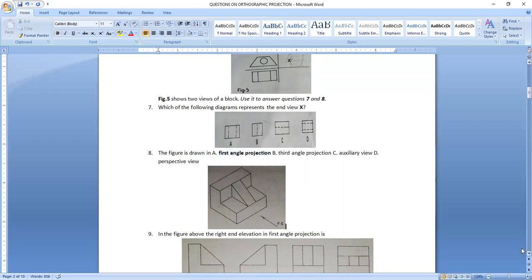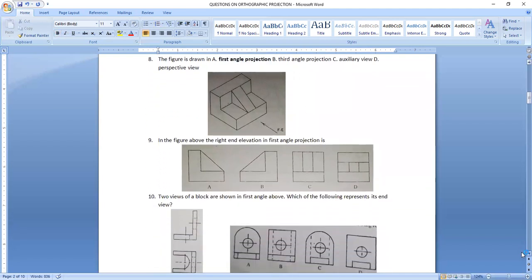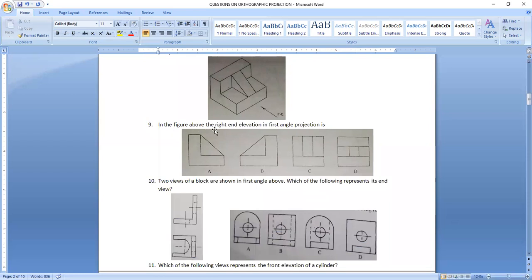Then we move to the next question, that is question 9, which says that in the figure above, the right end elevation in first angle projection is the right end elevation in first angle projection.